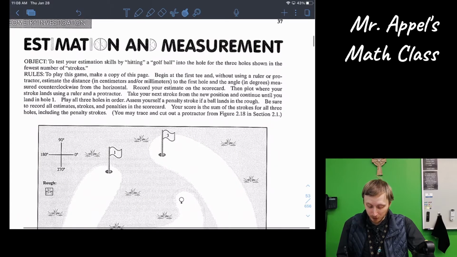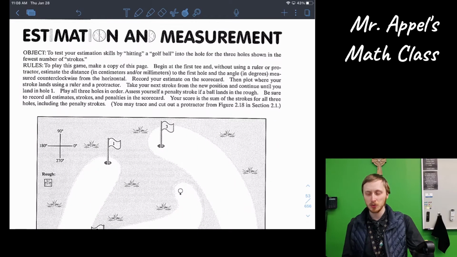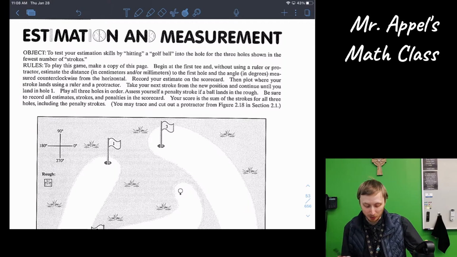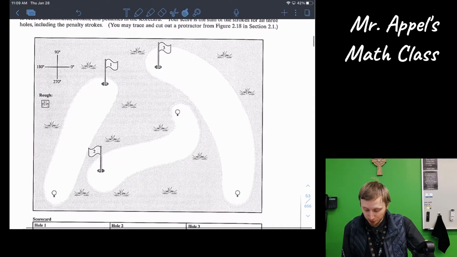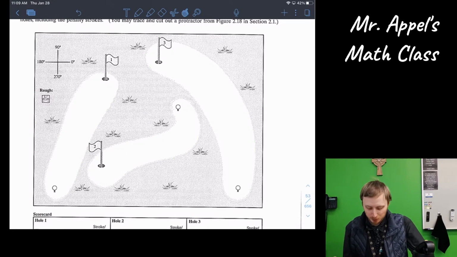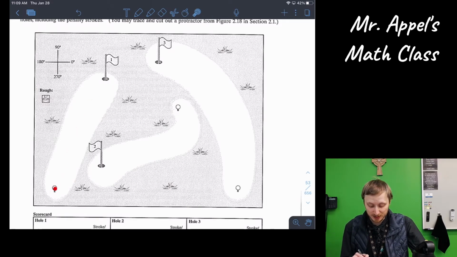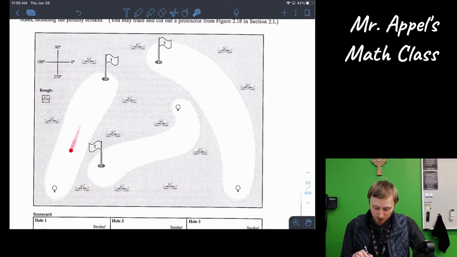One investigation you can do to get into geometry is this estimation and measurement golf game, which requires you to literally estimate as you go along. To summarize the rules, you will print out this page, and you will estimate from the golf tee to the hole how far is that total distance, how many centimeters from here to there, and about what degree angle, if the horizontal is 0 degrees, rotated up. Totally vertical would be 90, so this is somewhere in between.